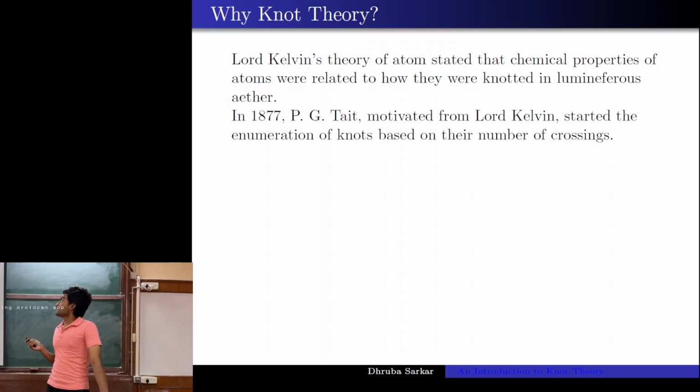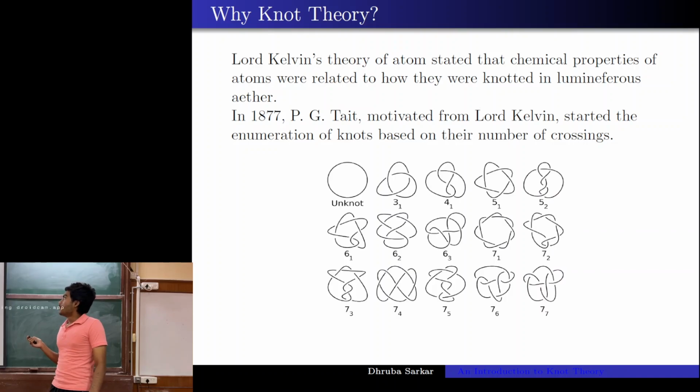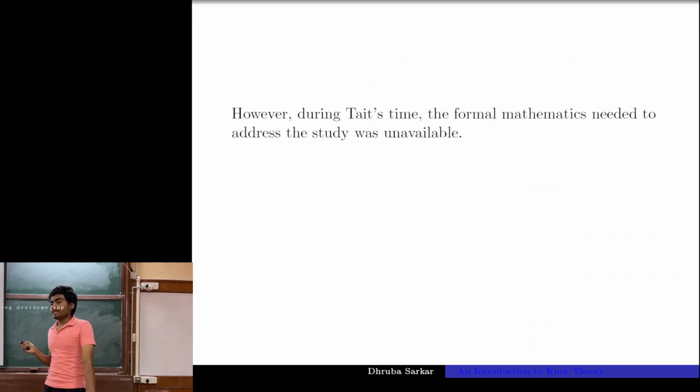So in 1877, P.G. Tate, motivated by Lord Kelvin and his works, started the enumeration of knots based on the number of crossings. Here you can see some of the knots that he found out. However, during Tate's time, there was no formal mathematics of topology needed to study this subject. So he could not get very far with it.